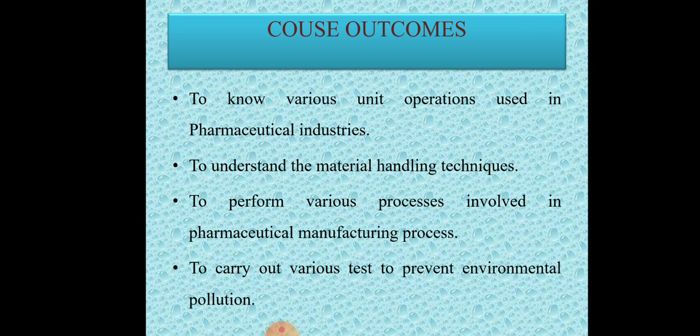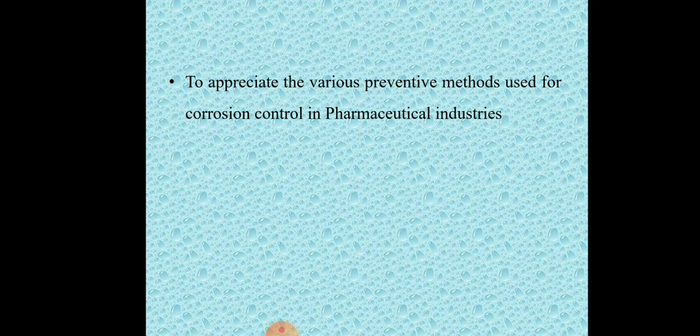After the completion of the syllabus, students know the various steps to prevent environmental pollution. Students also have knowledge about how to prevent corrosion, and the different types of corrosion in the pharmaceutical industry. That is all the detail about the course outcome of the pharmaceutical engineering syllabus.